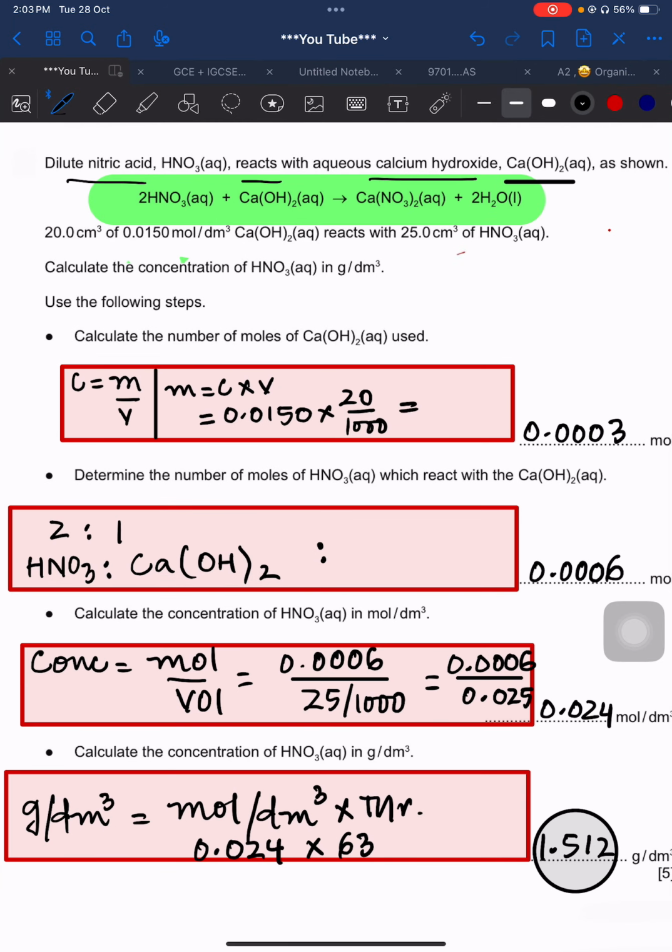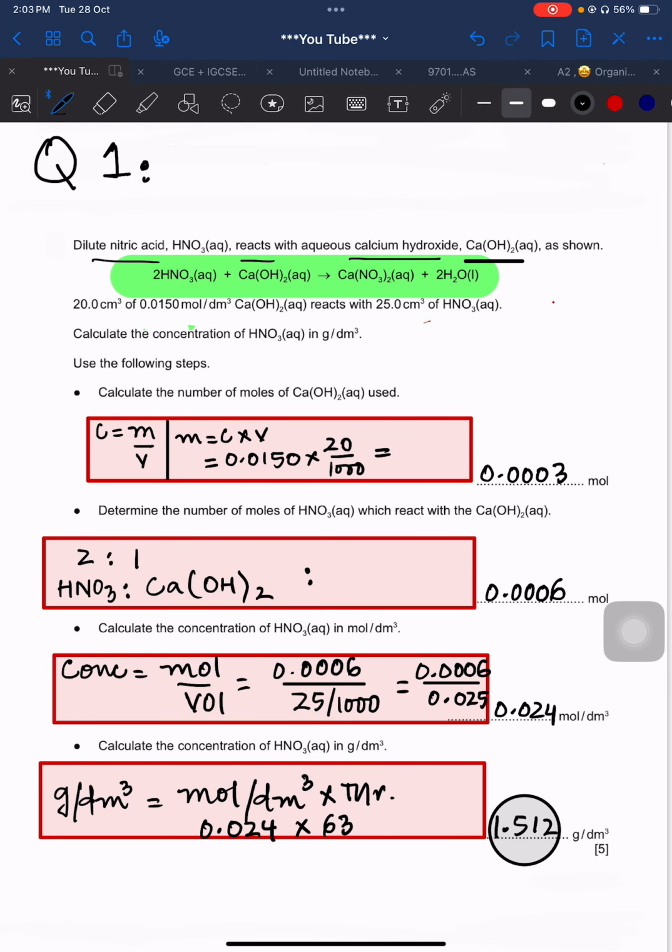Okay, in this case, the examiner has given you a 5 mark question with step by step questions. The examiner can ask this 5 mark question directly without steps, so a student should know what the steps required are. So, calculate the number of moles of calcium hydroxide. Guys, has the examiner given us the concentration of calcium hydroxide? Yes, the examiner has given us the concentration, that is 0.015.